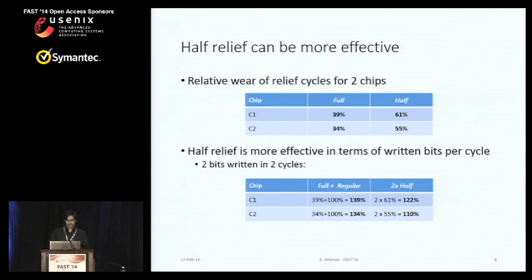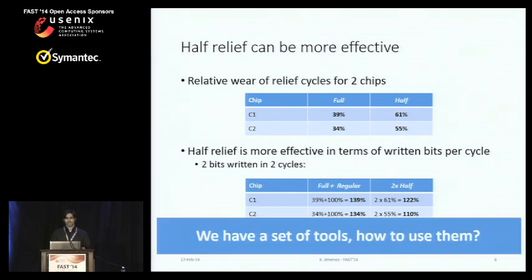So when we compare the effectiveness in terms of written bits per cycle, the half relief gets more effective. In the example in the table, we write, for example, 2 bits in 2 cycles. There are 2 ways to do that: either we write once a regular cycle followed by a full relief, or twice a half relief. And if we sum up the corresponding relative wear, we see that the 2 half reliefs are more efficient.